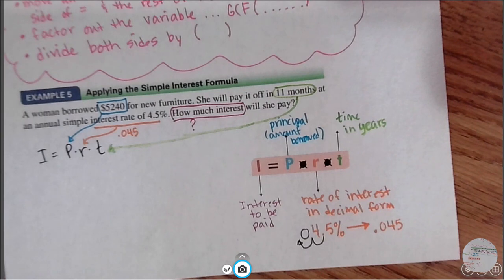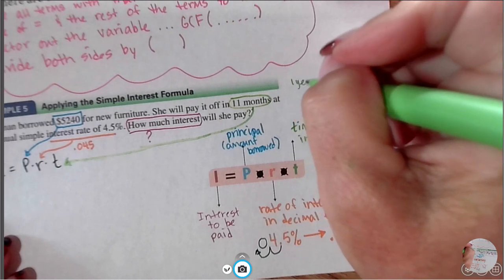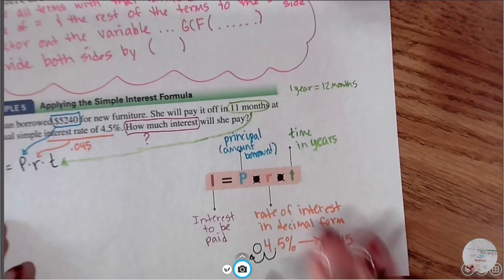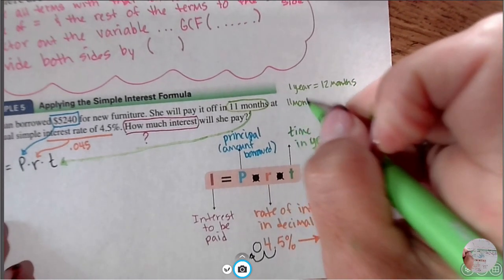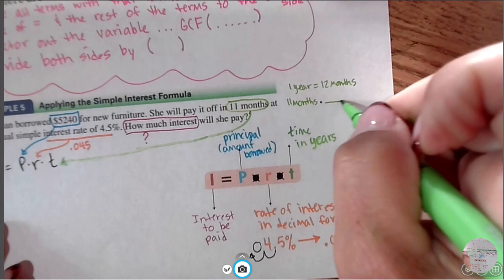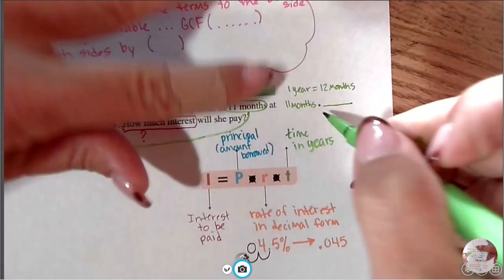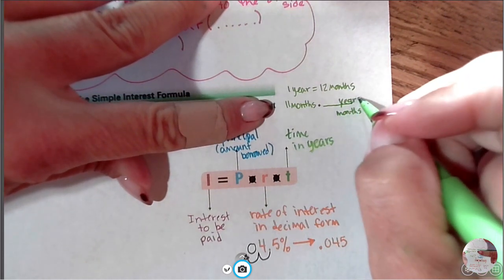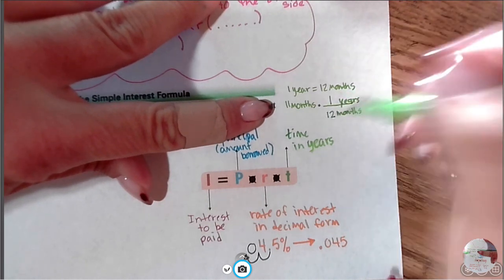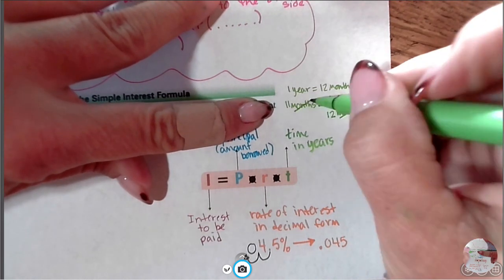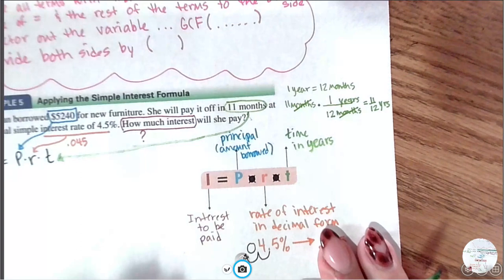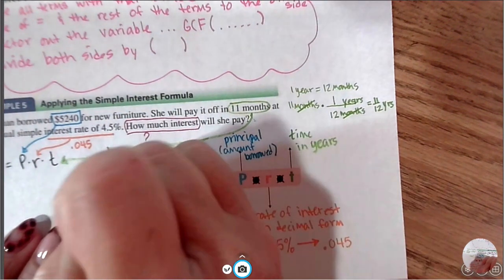Okay, to do that, I know that 1 year is equal to 12 months. So I just take my 11 months and multiply that by the conversion factor. Since I want months to cancel, I'll put months in the denominator, years in the numerator. So it's going to be 1 year over 12 months. Then my months cancel, I multiply straight across, and I get 11 over 12 years. So for my time, I'm going to be using 11 over 12.